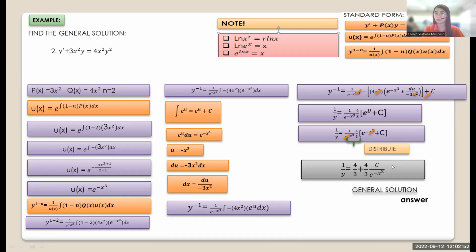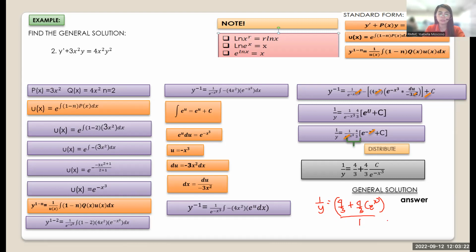That is, nakalimutan ko yung 4/3 kanina. No? That is equivalent to 1 over y is equals to 4/3 plus 4/3 of c times e raised to negative x cubed, negative 3. But still, in terms of variable y, we can still simplify that one. We have 4/3 plus 4/3 c e raised to x cubed. Ganyan ko na lang. No? That is isang term. Divide natin or multiply natin cross multiplication, no?